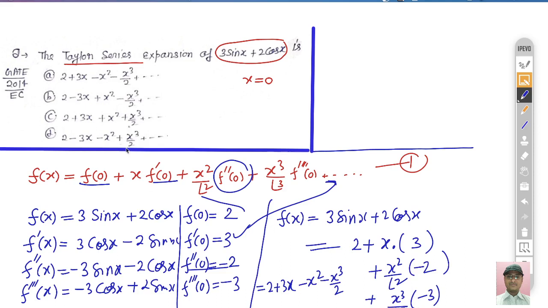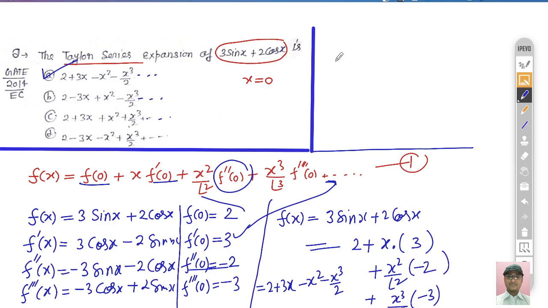So you just match which option is correct. 1 plus 3x minus x square. Yes, this first option is basically correct, right? No need to write the dot dot dot, although you can write it here because nothing is mentioned; you only have to expand this series about x equal to 0, right?